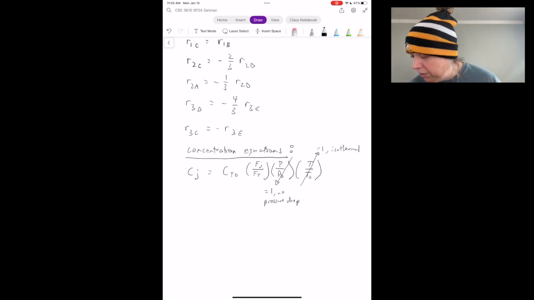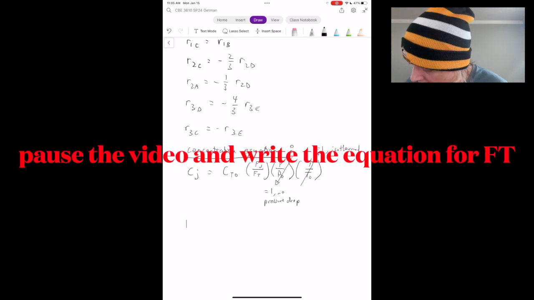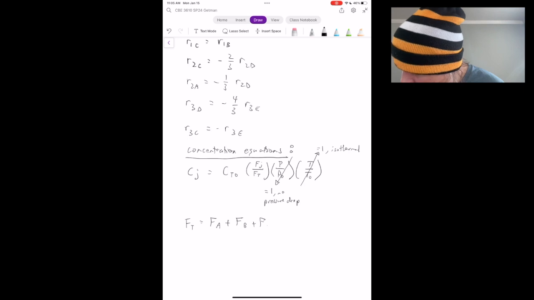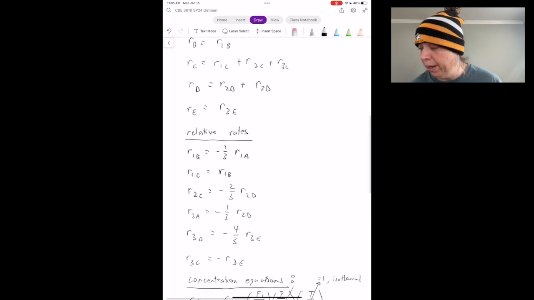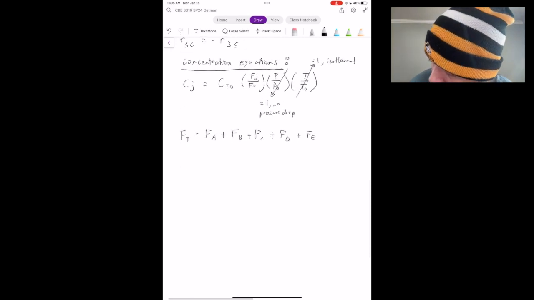So then I have my equation that I'm going to use. Cj is equal to CT0 times Fj divided by Ft. So I need an equation for Ft. That's simple. That's just the sum of all of the molar flow rates. The molar flow rates I'm solving for through my mole balances, so that's really all I need there. And then I can write my concentration equations for each of the different species.